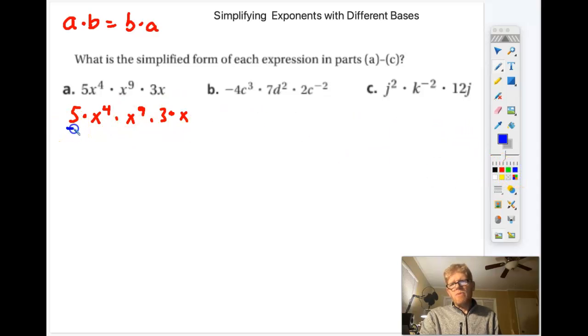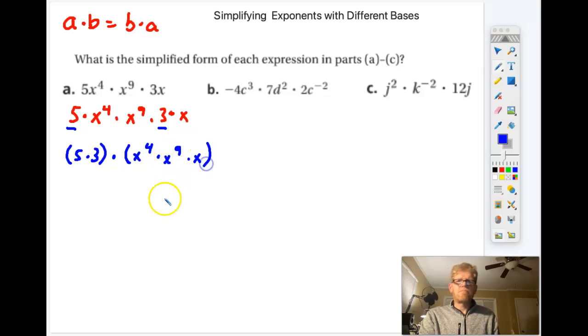Now, I know that I can multiply 5 and 3 together. They're both constants, so that's what I'm going to do. I'm going to group 5 and 3 together. This is the associative property, by the way, when we're grouping them with the individual parentheses. Now, what else can I group together? Well, I've got a bunch of x's. They all have the same base. So let's group those together: x to the fourth times x to the ninth times x to the first.